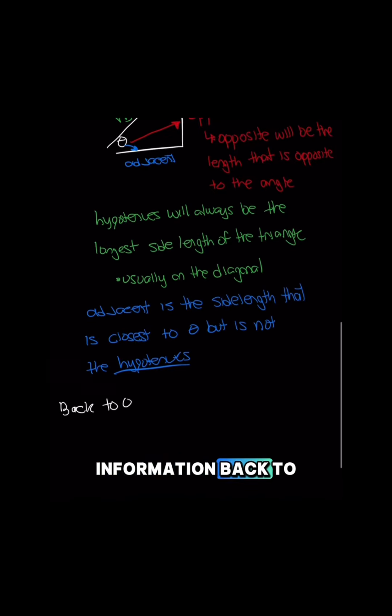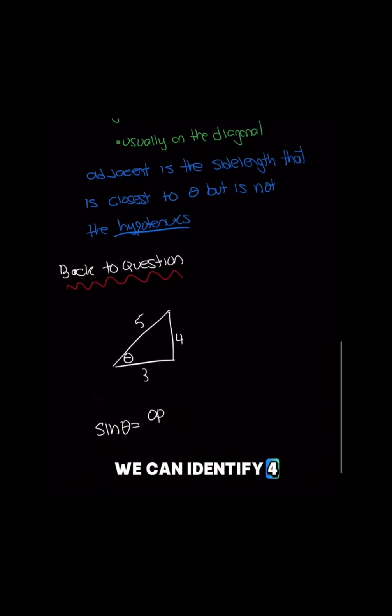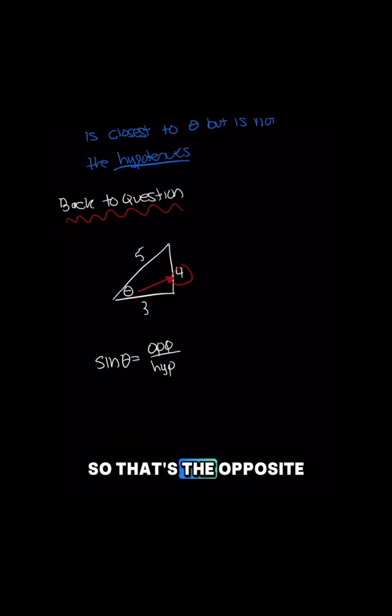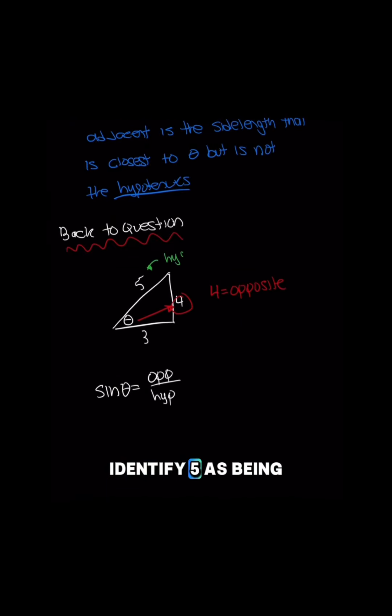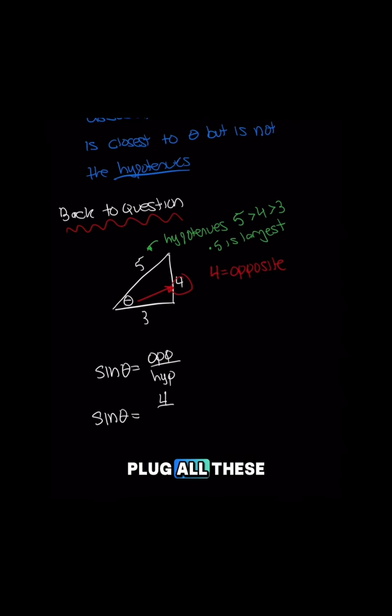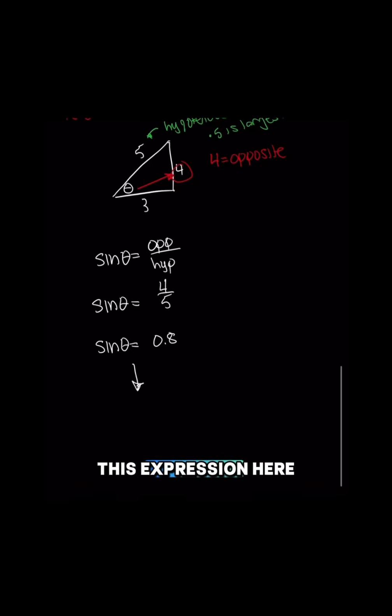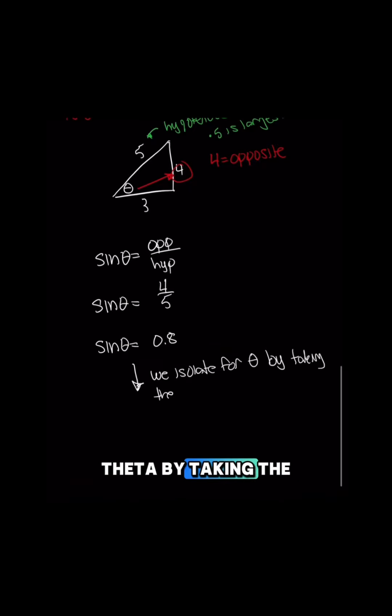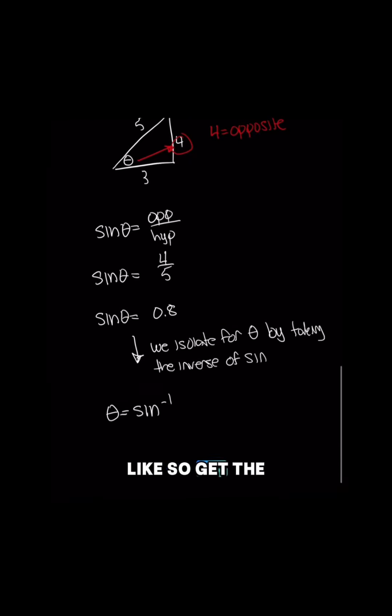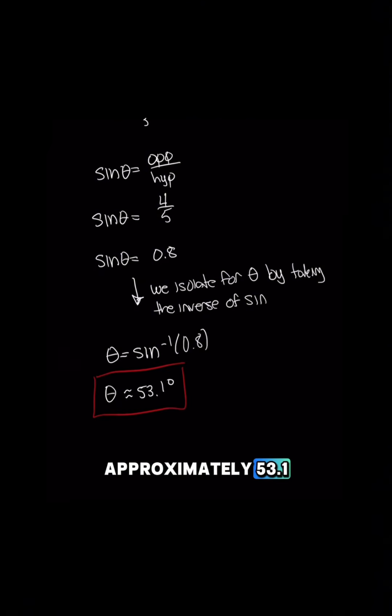If we take this information back to our question, we can identify 4 as being opposite to theta, so that's the opposite length, and then we can identify 5 as being the hypotenuse because 5 is the greatest side length, and so we can plug all these values in, and then we get this expression here, and then we can isolate for theta by taking the inverse of sine, like so. We get the final answer here, which is approximately 53.1 degrees.